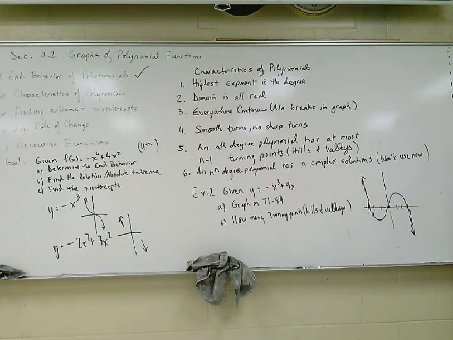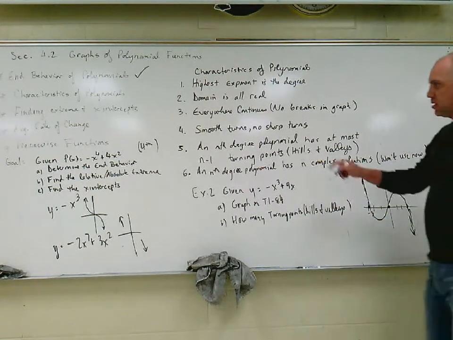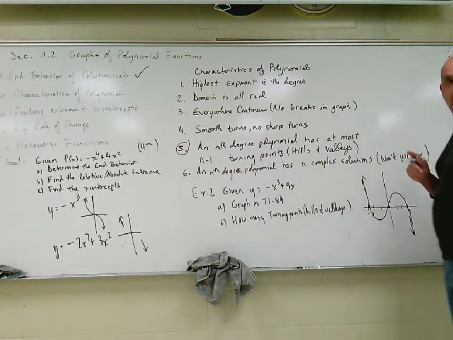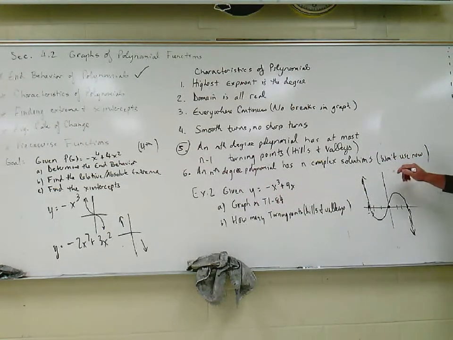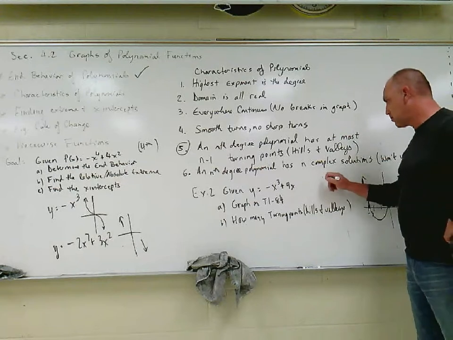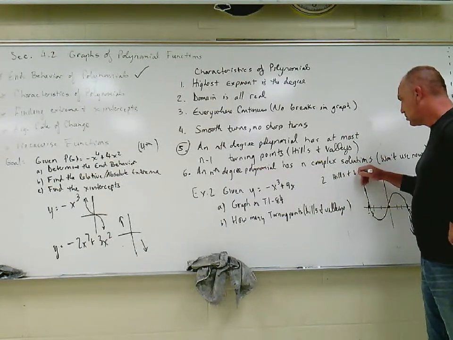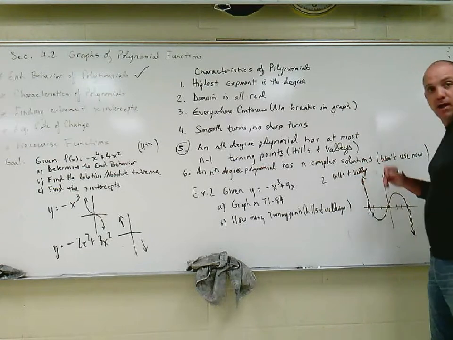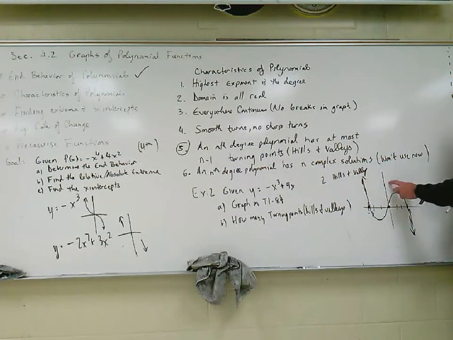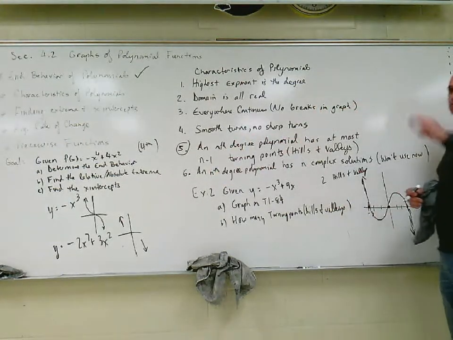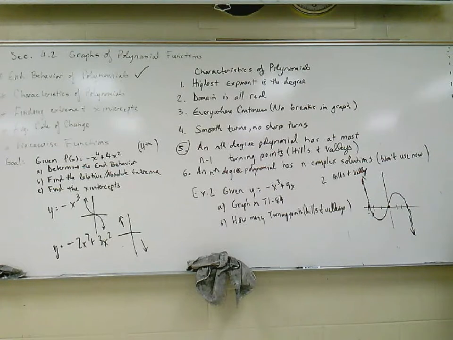Okay. So let's look at this statement here. Number 5. What is this saying? I want to make sure that we're clear. If I have a 3rd degree polynomial, the most it can have is 2 hills and valleys. It cannot have any more than that, okay? So notice it has 1 valley, 1 hill, which is a total of 2. So whatever the degree is, if you take 1 less than that, that's the most it can have, okay?